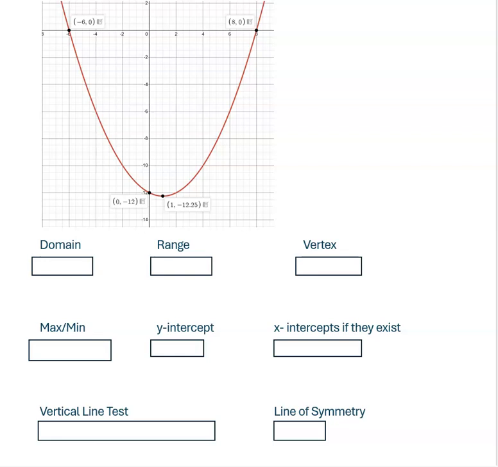In my picture, I have a parabola that is opening up, and it shows several points on the graph, which we will talk about as we progress through the video.